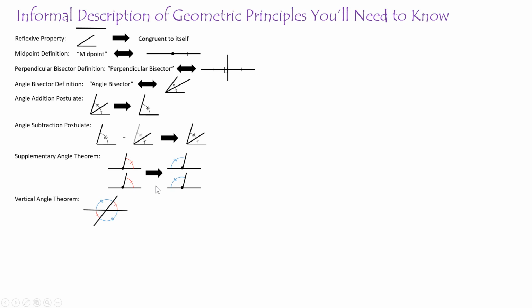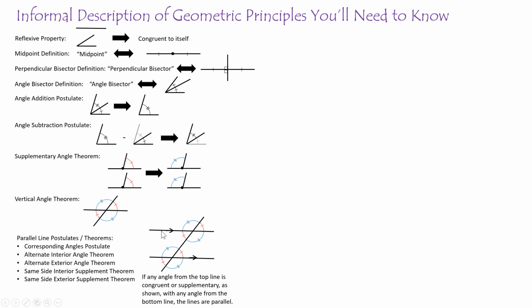Then we have the vertical angle theorem, and vertical, that word refers to the vertex, right? When you have two lines that intersect, then the angles on each side of the vertex, like shown here, the opposite side of the vertex, are congruent to each other, and it works both for what's shown in red here and what's shown in blue.